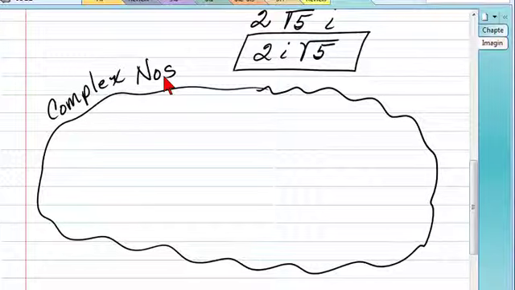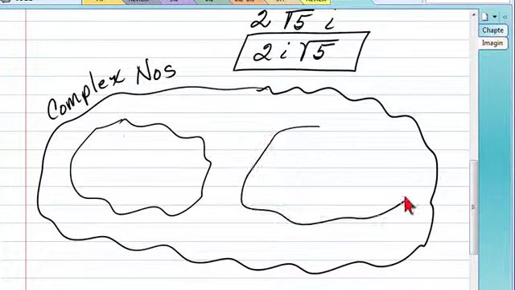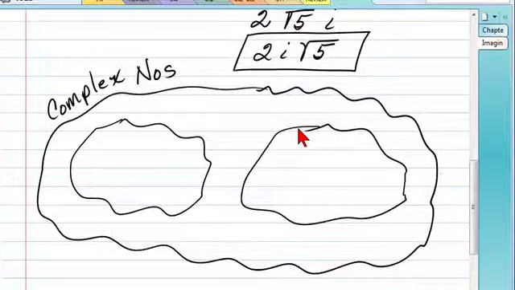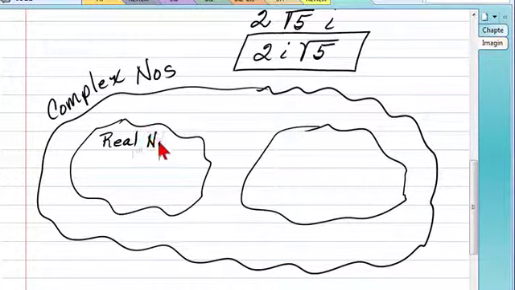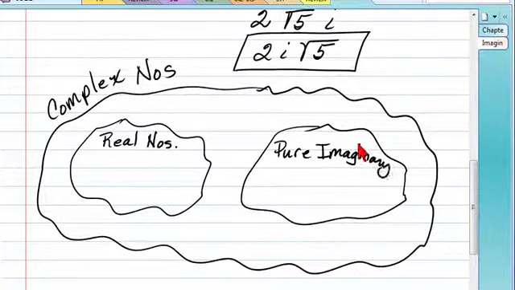Now, inside here, there are two subsets, as well as numbers that don't fit into either of the subsets. One of the subsets is the real numbers, the ones that we are most comfortable with. The other subset is the set I've just introduced you to. These are the pure imaginaries. There are numbers outside of this.